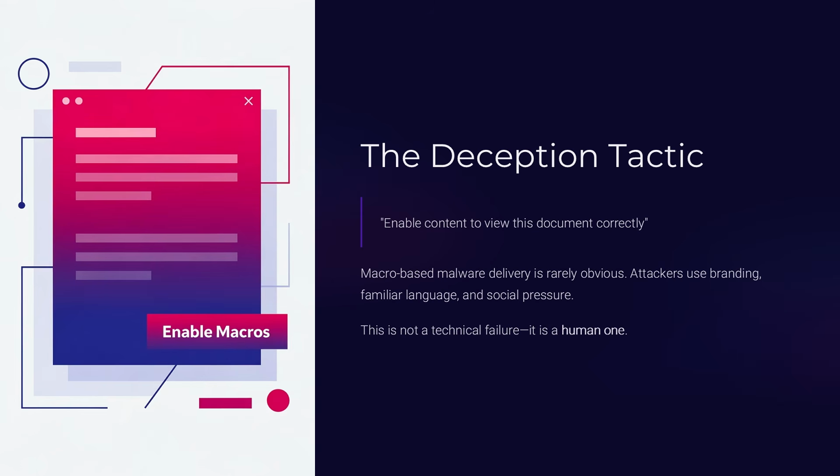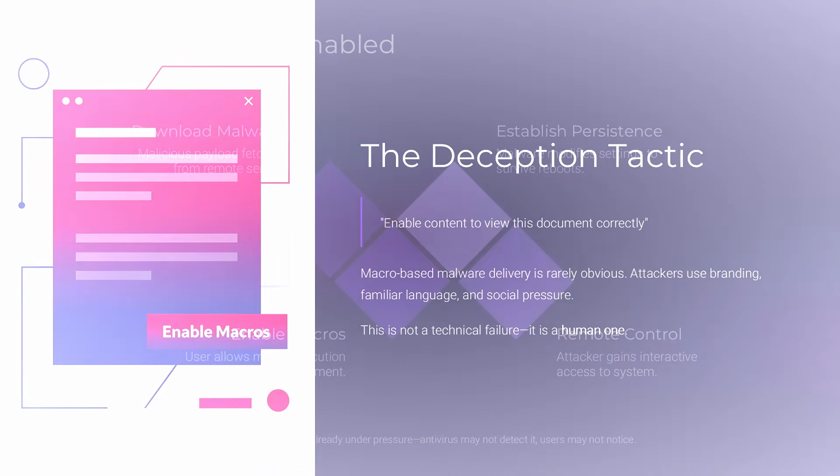You should understand that macro-based malware delivery is rarely obvious. Attackers invest significant effort into making documents look convincing. They use branding, familiar language, and social pressure. The document may claim that content is hidden for security reasons or that macros must be enabled to view it correctly. This is not a technical failure. It is a human one, and attackers exploit it relentlessly.